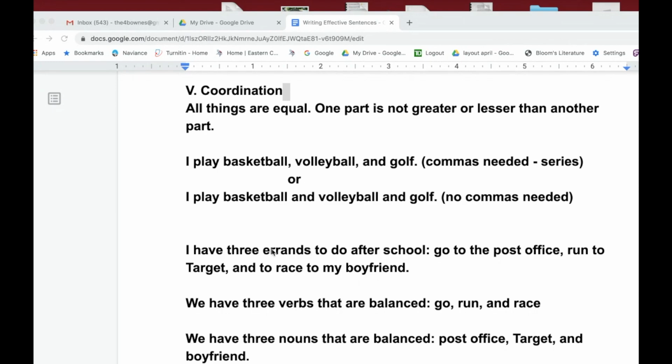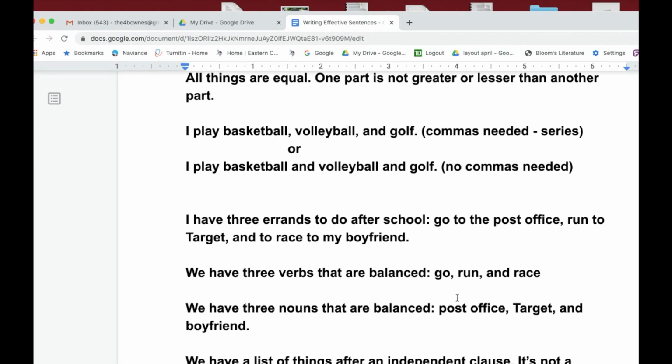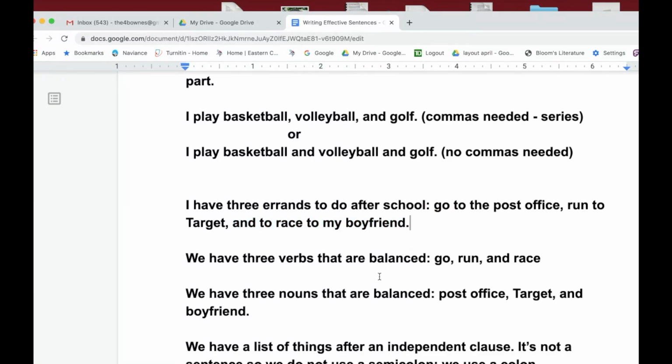All right. Here's another sentence right here. I have three errands to do after school. Go to the post office, run to Target, and race to my boyfriend. We have three verbs that are balanced. Go, run, and race. All right. I put probably the most important one here at the end, because the boyfriend is more important, hopefully, than the post office and Target, right? Go, run, and of course, race is better, right? You're racing to your boyfriend. We have three nouns that are balanced, right? We have post office, Target, and of course, boyfriend, right?